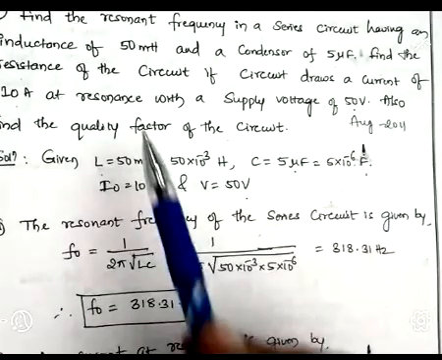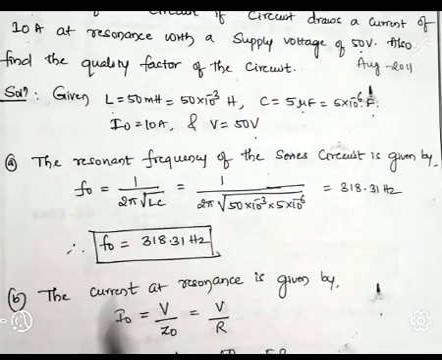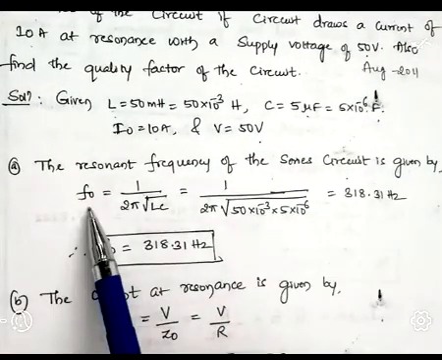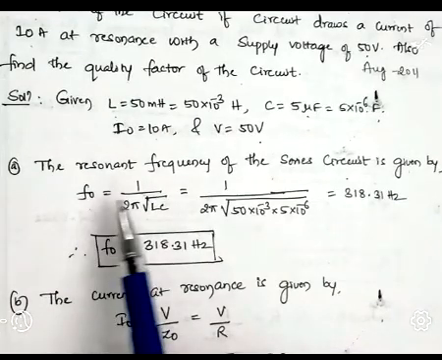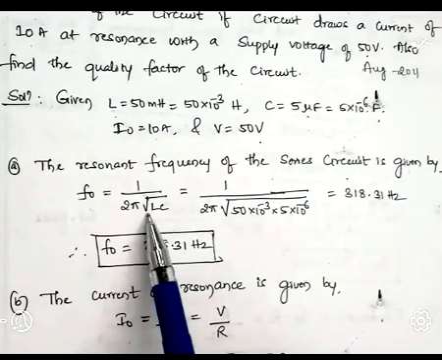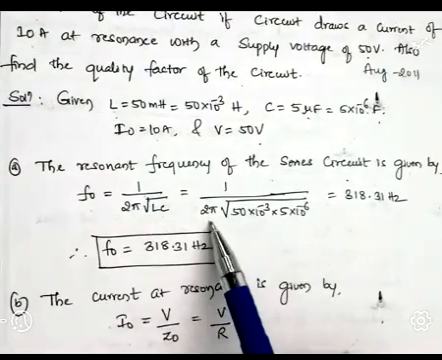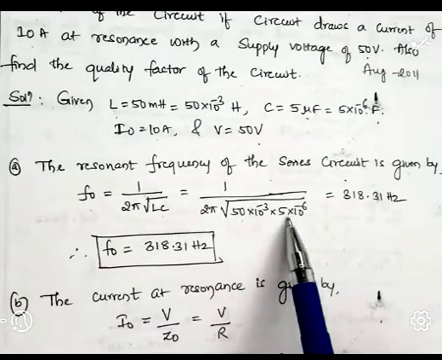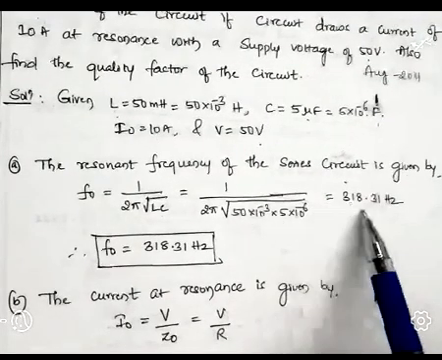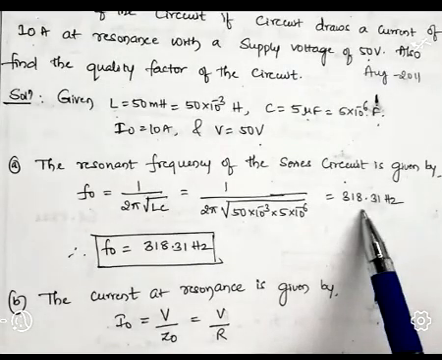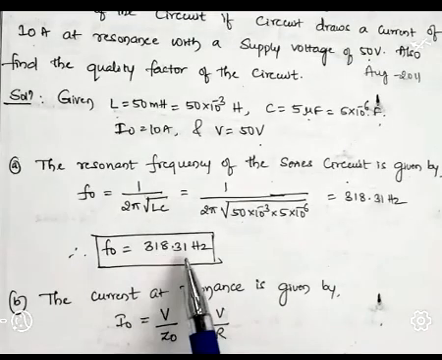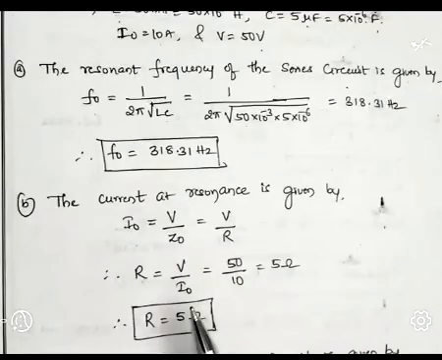First, I will calculate the resonant frequency. The resonant frequency of the series circuit is given by F naught equals 1 divided by 2 pi square root of LC. Substituting the values of L and C and simplifying, we get F naught equals 318.31 Hertz.